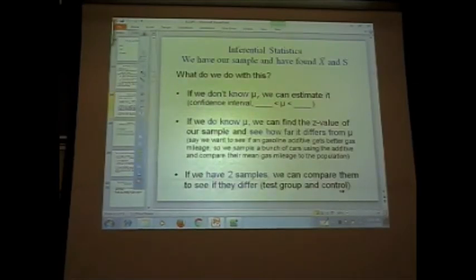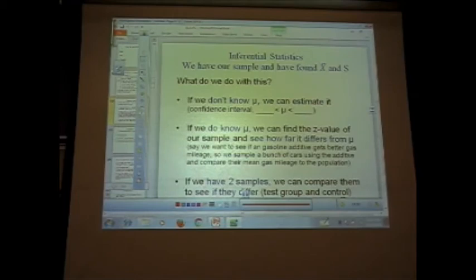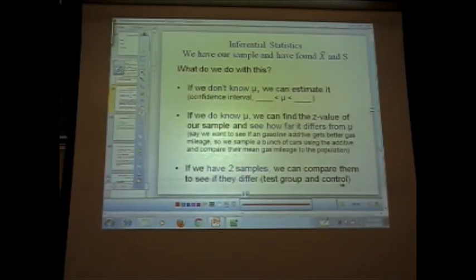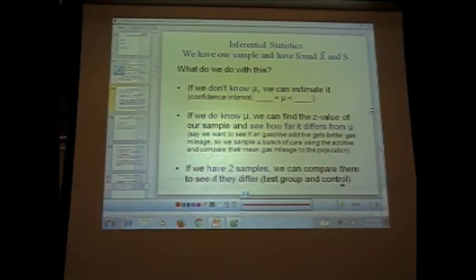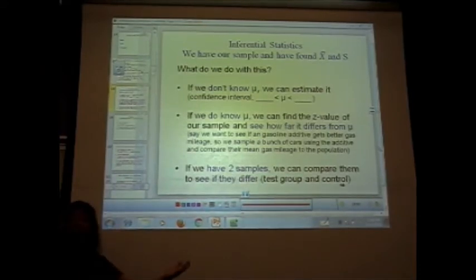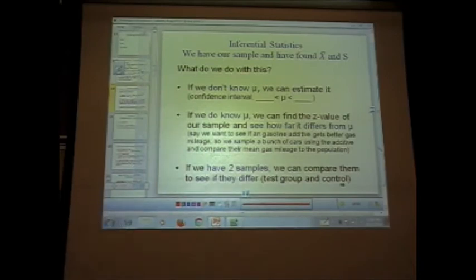Okay, so now let's look a little bit at inferential statistics. We have our sample, we found our X bar and our S. What can we do? We can do one of 3 things. What's the first thing we can do? Kim, read the first thing. If we don't know mu, we can estimate a confidence interval. Right? So mu is between this and this. That's chapter 7. So the first thing we can do is we can estimate what our mean is.